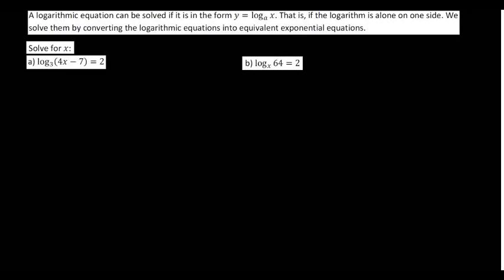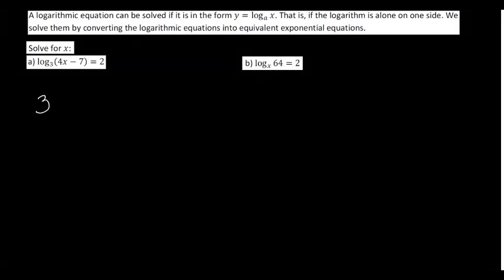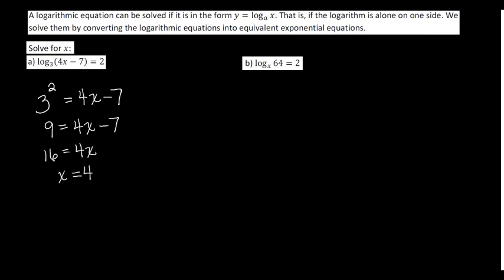Now we're going to solve some logarithmic equations by converting them into their equivalent exponential equations. So for the first example, log base 3 of 4x minus 7 equals 2. I can rewrite this as 3, the base, to the power 2 equals the argument, 4x minus 7. This reduces to 9 equals 4x minus 7. Adding the 7 to both sides, we get 16 equals 4x. X equals 4.